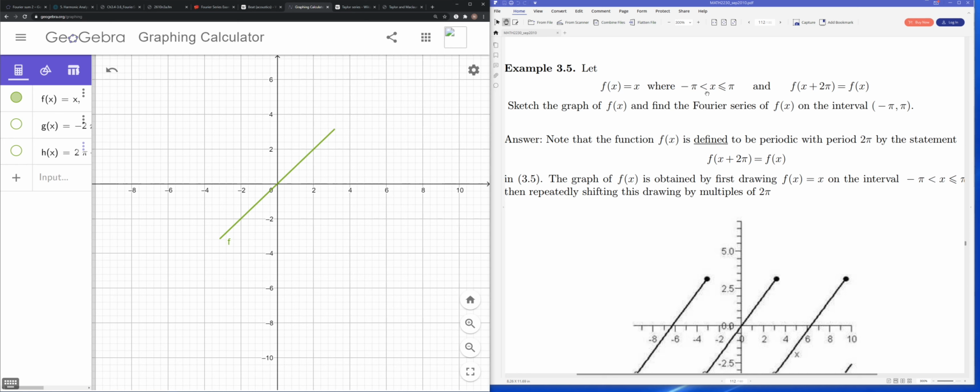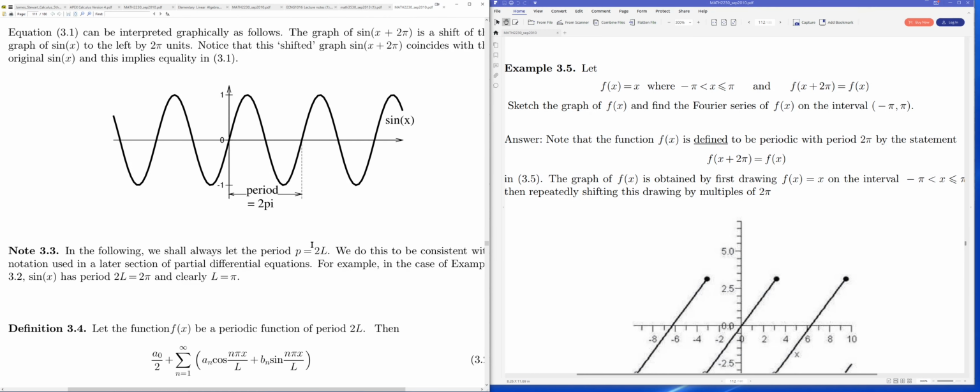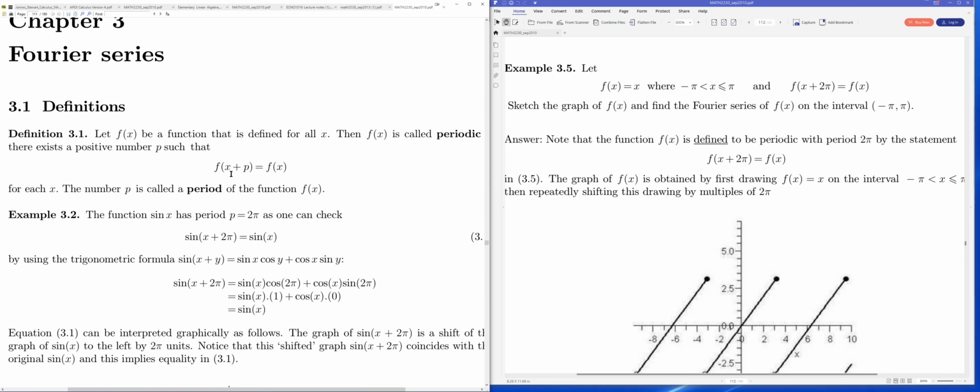It's defined between minus pi and pi, right? Okay, and then you have this second condition over here. Now, what is this second condition doing for you? Remember your definition for a periodic function: a function is periodic if f of x plus p is equal to f of x. So this part is telling you that your function is going to be periodic, and it's also telling you what the period is. It's telling you that the period is 2 pi.